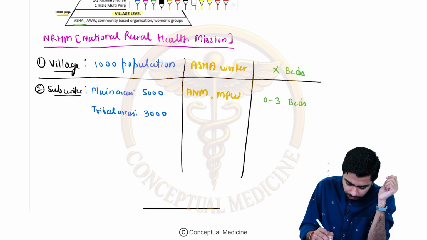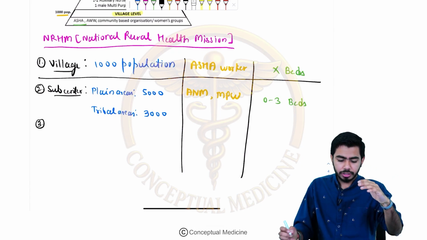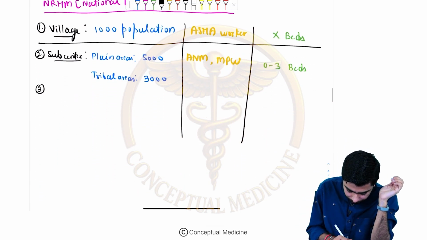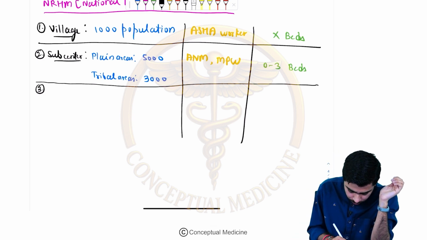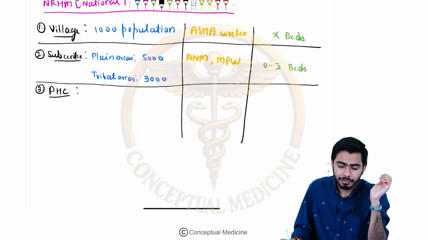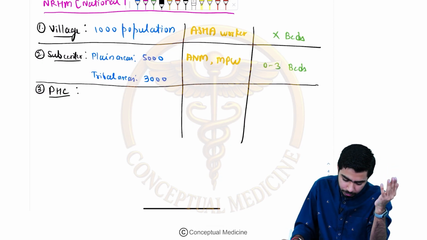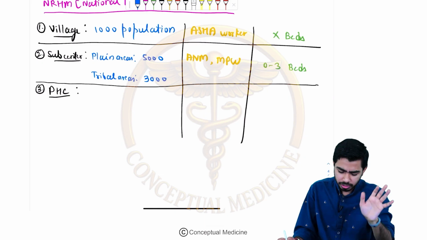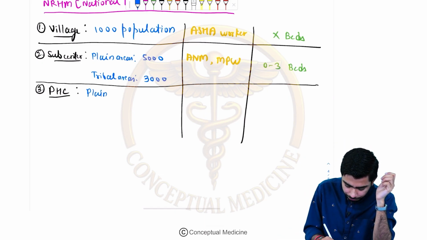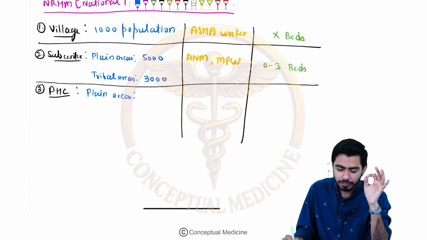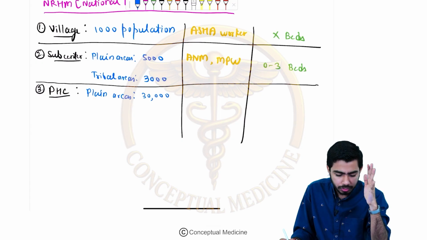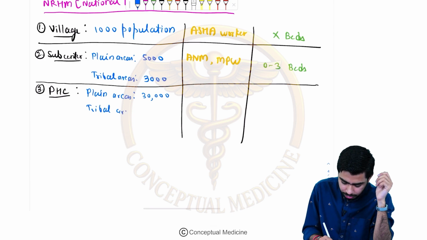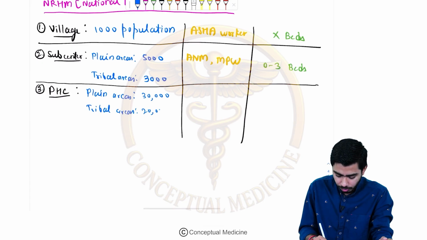Third, after the sub-center, there is the primary healthcare center, PHC. At the level of PHC, how many people are they handling? This is a much bigger level as compared to the sub-center and the village. In the plain areas, they cater to around 30,000 population, and for the tribal, hilly, or forest areas, it could be around 20,000 people.